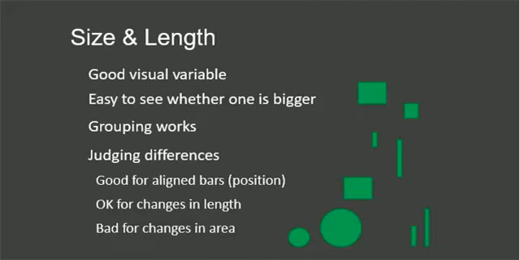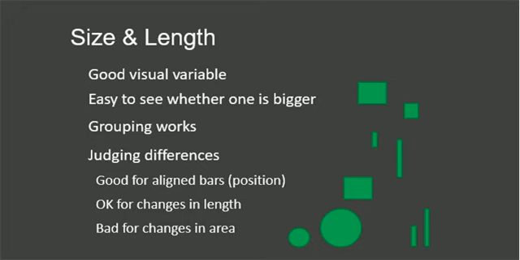Similarly, like size and length. Size and length is a good visual variable. It is easy to see which one is bigger or smaller, which one is larger or smaller, what is the difference between one, and it works in grouping. So when we talk about size and length, when we have to group different variables, we can use size and length. Similarly, when we talk about the bar chart, it is good for alignment, it is good for changes in length, but it is bad for changes in area.